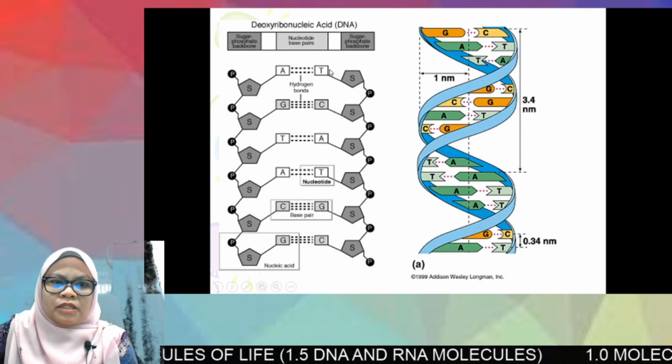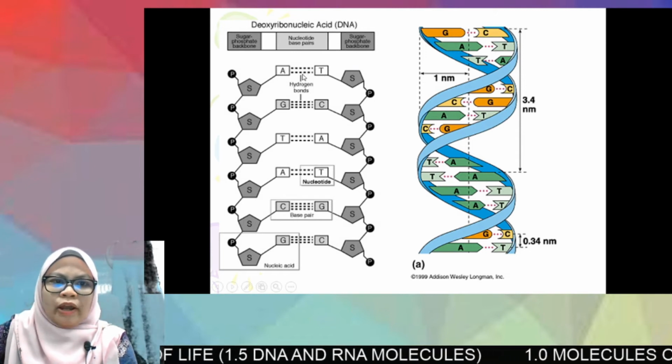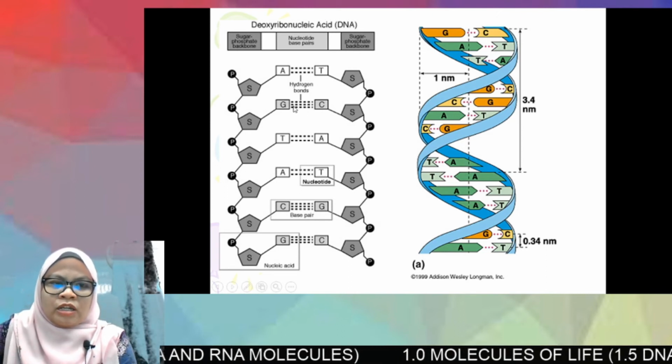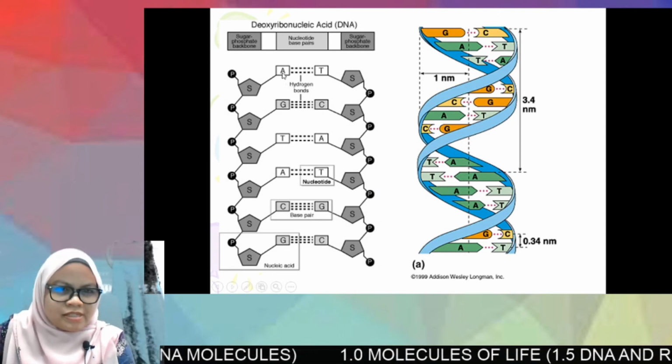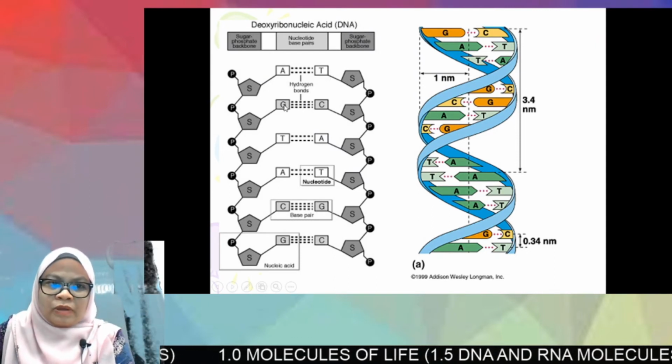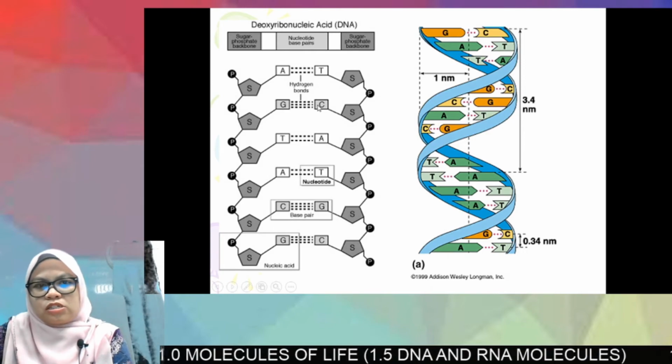Again, adenine and thymine will form 2 hydrogen bonds. Guanine and cytosine will form 3 hydrogen bonds. The number of adenine is always similar to the number of thymine. The same goes for guanine, which will have the same number as cytosine.